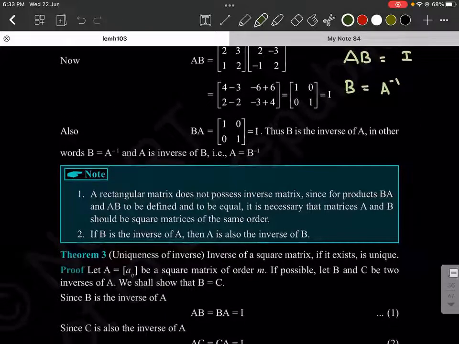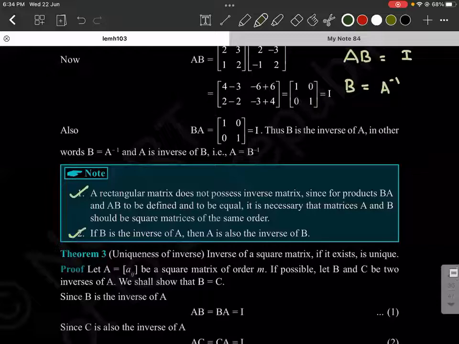Here one important point that you need to notice: a rectangular matrix does not possess an inverse matrix. Since for the products BA and AB to be defined and to be equal, it is necessary that the matrices A and B should be square matrices of the same order. Because of the properties followed in multiplication, we can conclude that rectangular matrices will never have an inverse. And the second important point is, if B is the inverse of A, then A is also the inverse of B. Meaning if I write A is equal to B inverse, I can write B is equal to A inverse. That is what they meant.